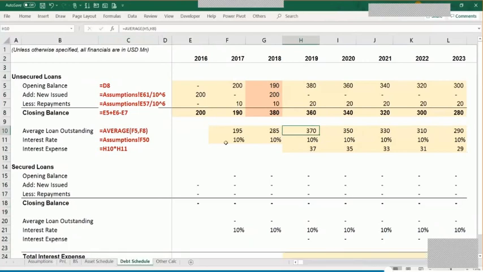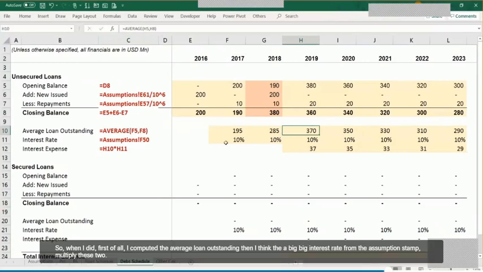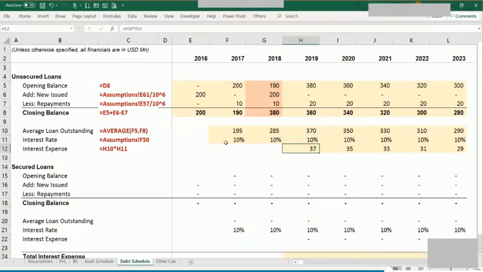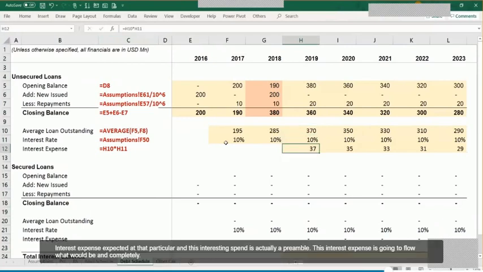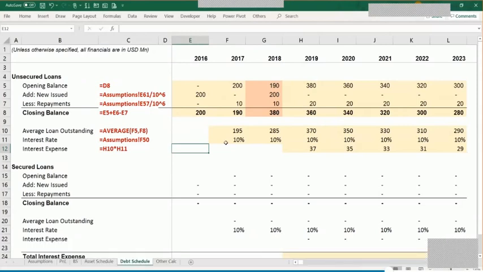So what I did, first of all, I computed the average loan outstanding. Then I picked the interest rate from the assumptions tab, multiplied these two to work out the annual interest expense expected in that particular year. And this interest expense is actually a P&L item. This interest expense is going to flow to our P&L and complete the financial model from the P&L perspective.